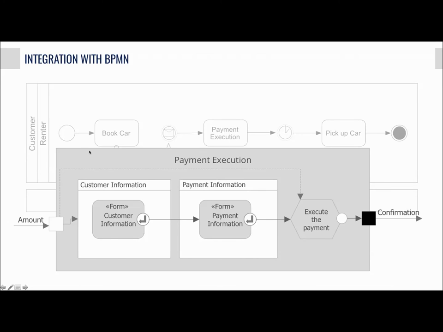So one specific activity at a business level maps into, say, one or more steps of user interaction in the IFML level of the UI modeling part of the system. So this is the big set of advantages, I would say, you get from using a multi-perspective modeling approach and using a language like IFML.